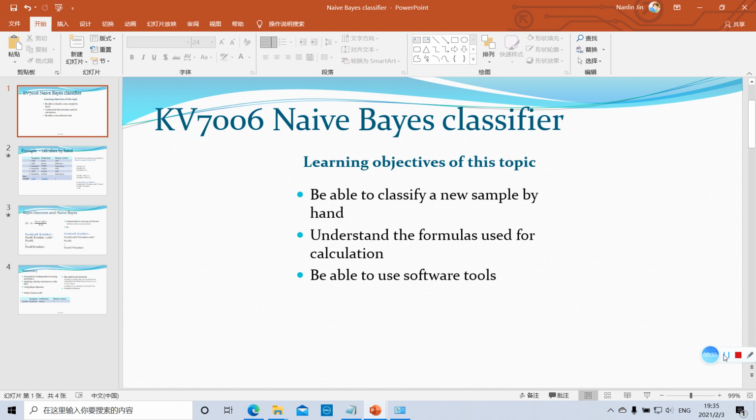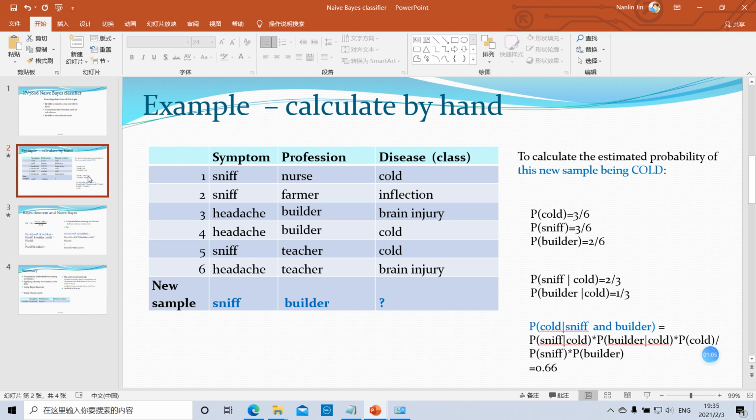And then we will do this through an example by hand. We understand the formula to be used for calculation through one simple example. Then in the lab sessions, we are going to use software tools and Python packages for you to practice and use the naive Bayes classifier. Okay, first, we have a look at the example.